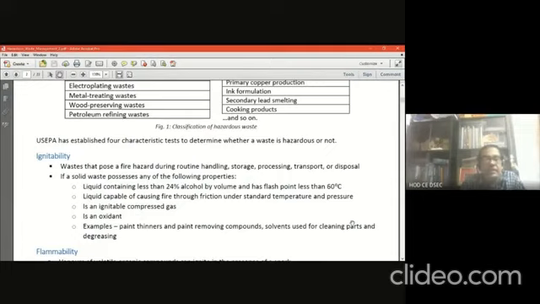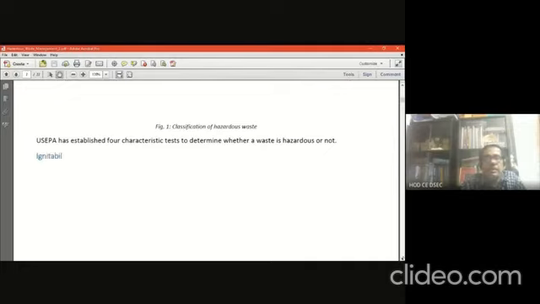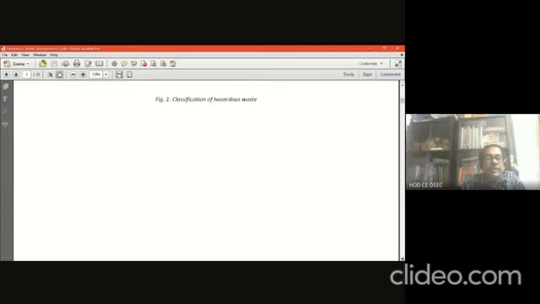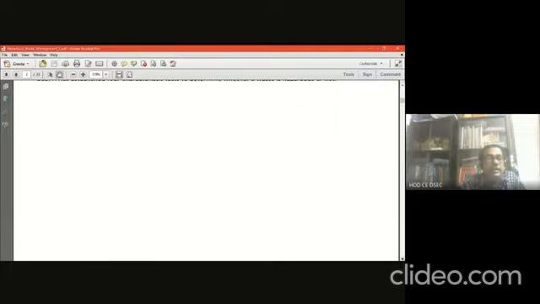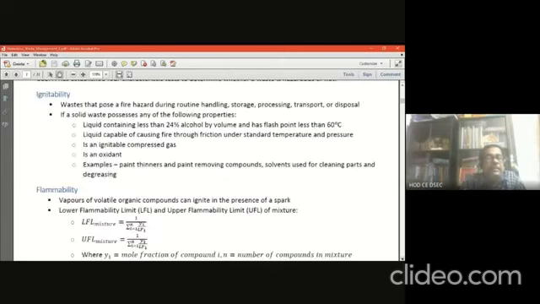Examples of ignitability characteristic hazardous waste are paint thinners, paint removing compounds, and solvents used for cleaning parts and degreasing. So these are the examples I have put for the characteristics under ignitability. Let us discuss flammability.